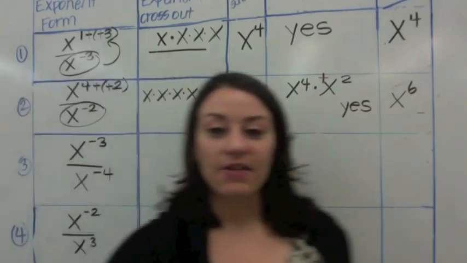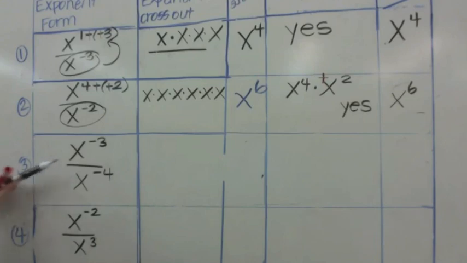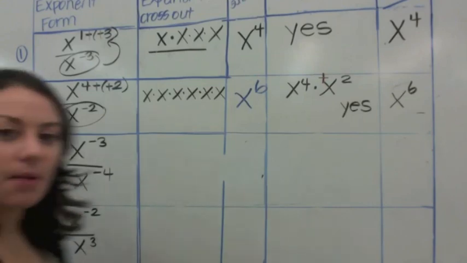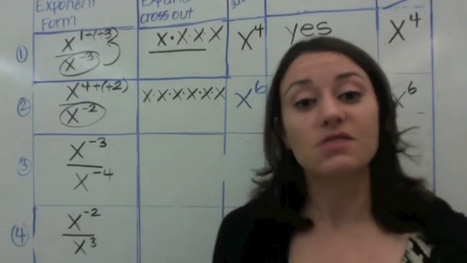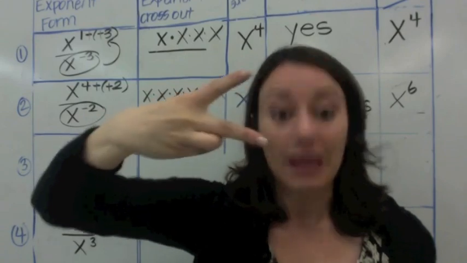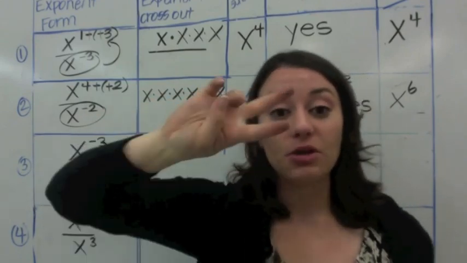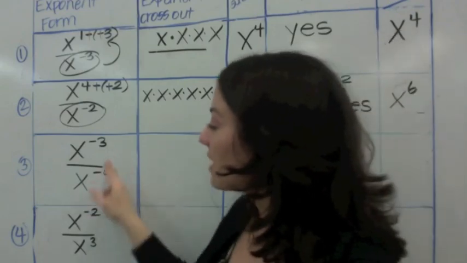So it's negative and down, move it up. But this one also says it's negative at the top. So if it's negative and up, bring it down. This is very confusing because what you're actually going to do is flip this fraction. You're going to flip it, and when you flip it, it makes the exponents positive.